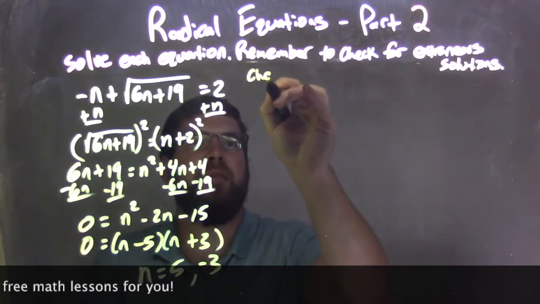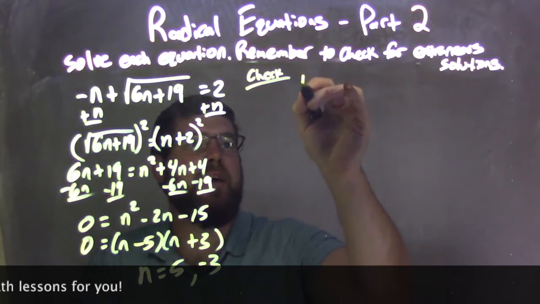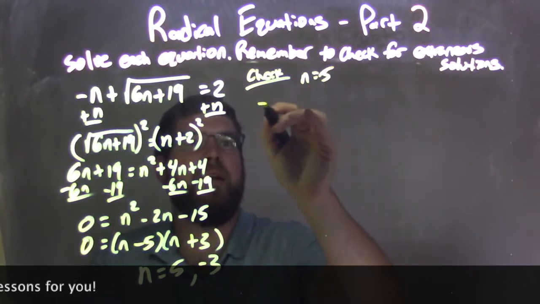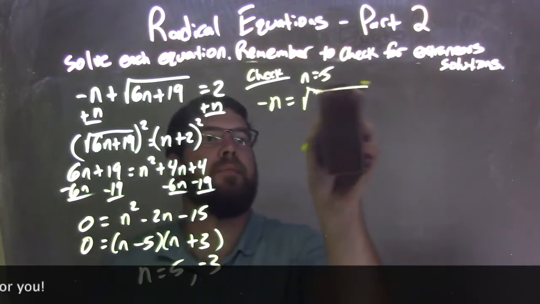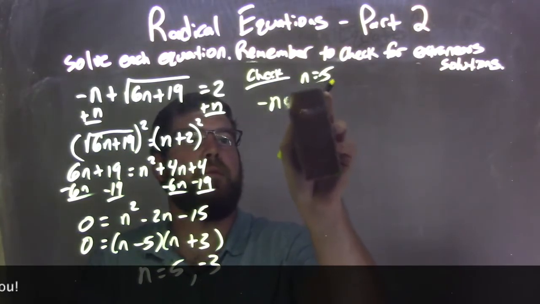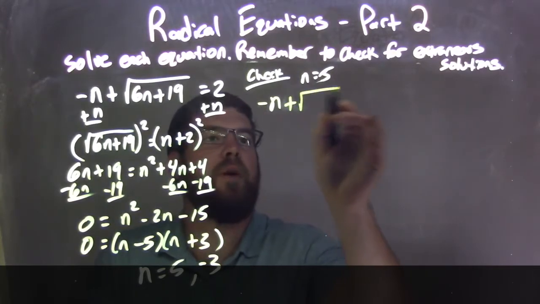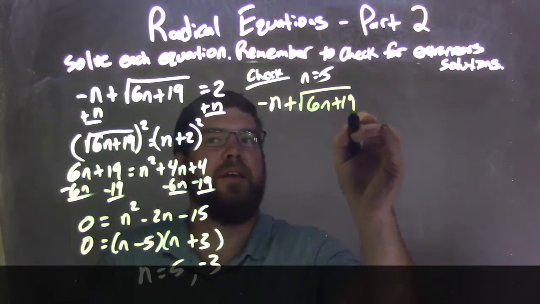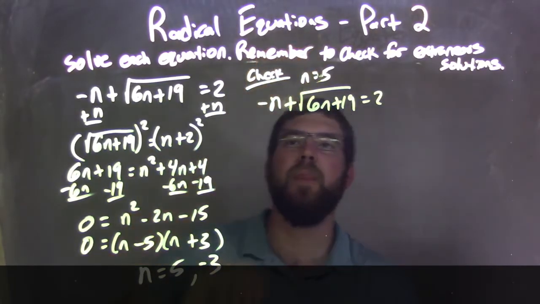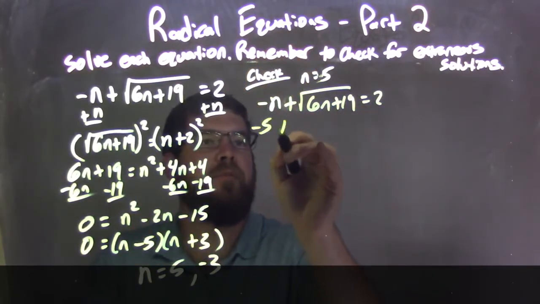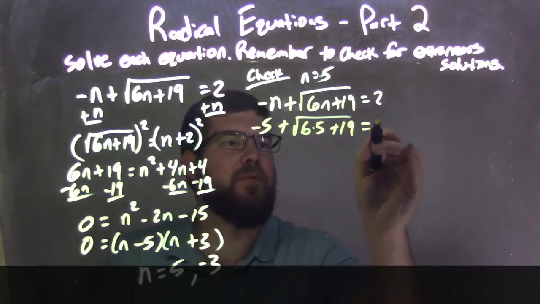So we do our check here. So we're checking here, n equals 5. So negative n equals square root, but the square root is plus. Getting ahead of myself here. Plus the square root of 6n plus 19 equals 2. Keep everything on their own side here. That 5 can be a little neater. Let's plug 5 in. Negative 5 plus square root of 6 times 5 plus 19 equals 2.